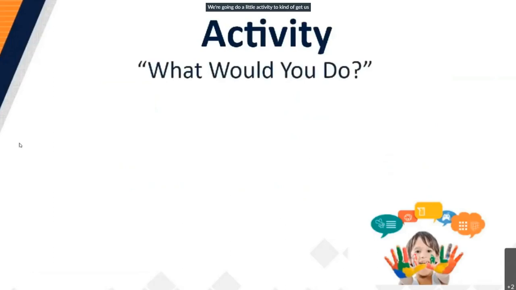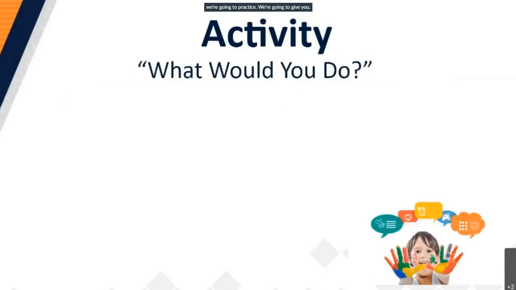We're going to do a little activity to kind of get us started on this idea of responsible decision making. It's an activity called What Would You Do? This is a great activity you can do with your own children while you're driving in the car, maybe cooking dinner, so on and so forth, to get them thinking about what they would do in certain situations. So here, this is how we're going to practice.